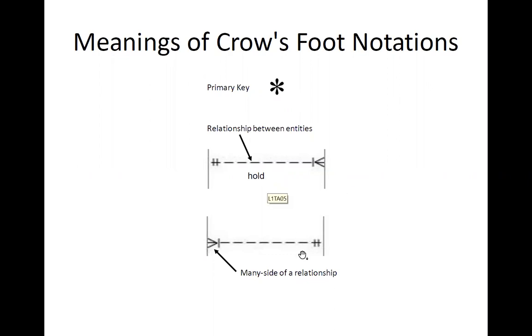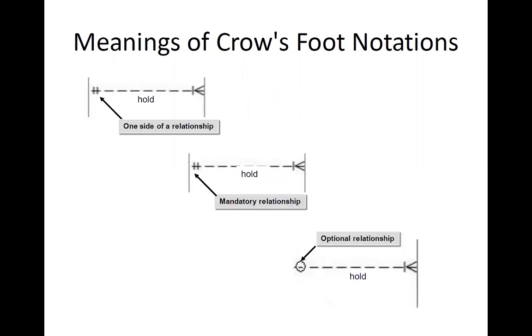Relationship can have a name. Many is the closed foot. Many is cardinality, right? One side, that's a vertical bar. Also cardinality. Mandatory, that's participation. If it's mandatory participation, it's a vertical bar. If it's optional, then it's a circle.